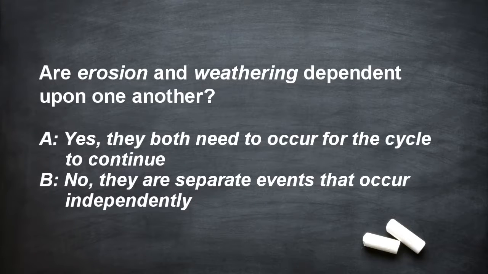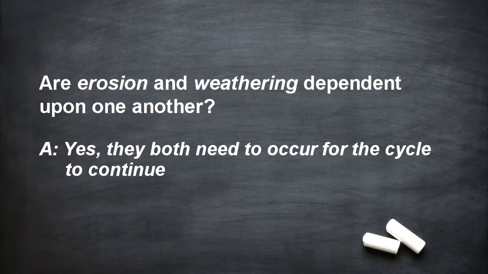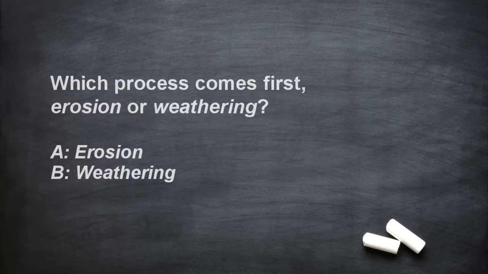Wind erosion, movement of material by the wind. Are erosion and weathering dependent upon one another? Yes, they both need to occur for the cycle to continue. No, they are separate events that occur independently. Which process comes first, erosion or weathering? Erosion, weathering.